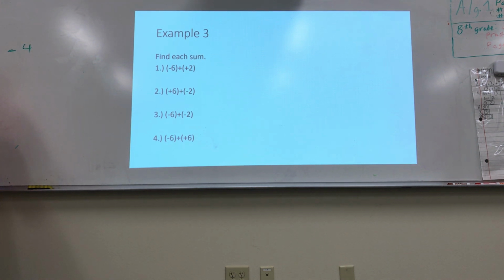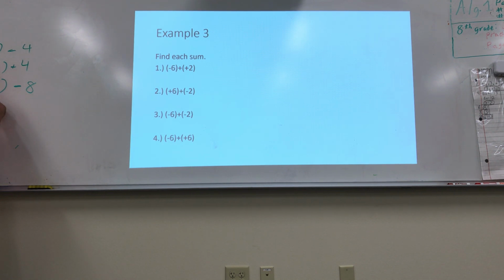Number 2, you have +6 plus -2. Which number is bigger? Because the signs are different. The positive is, so our answer is going to be positive. You get +4. Number 3, your signs are the same, so add them together. I'm going to get 8 and keep the sign.